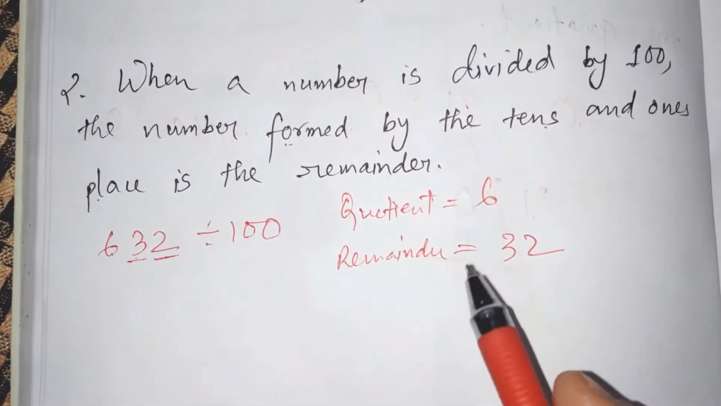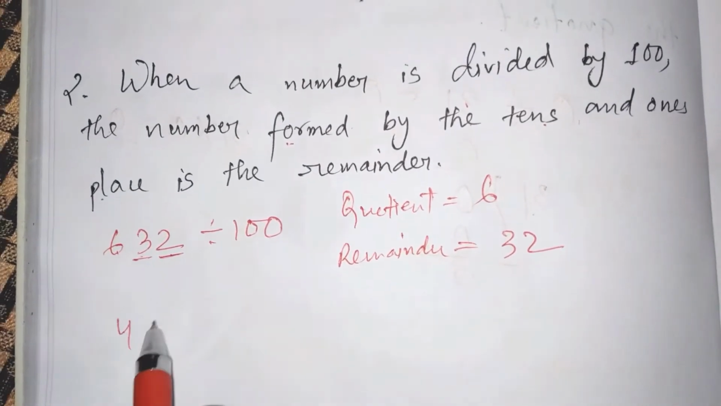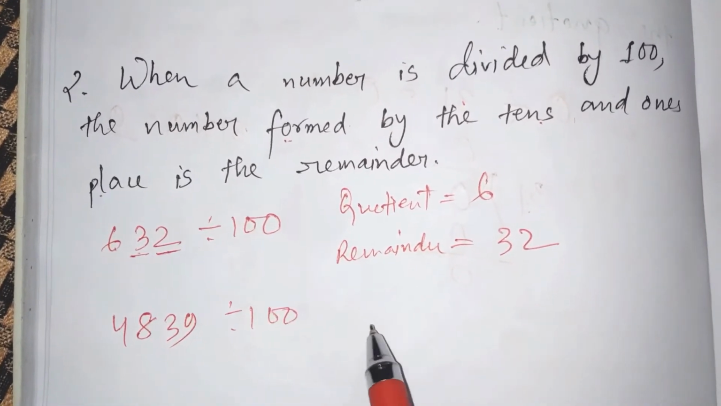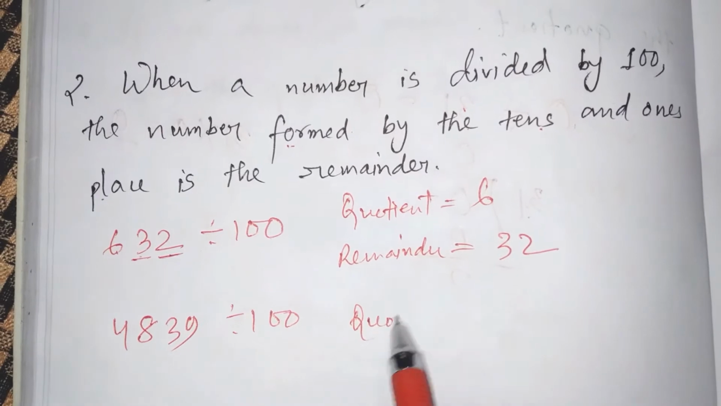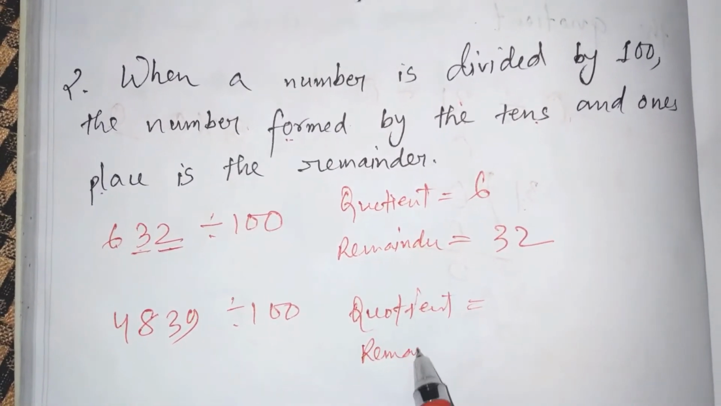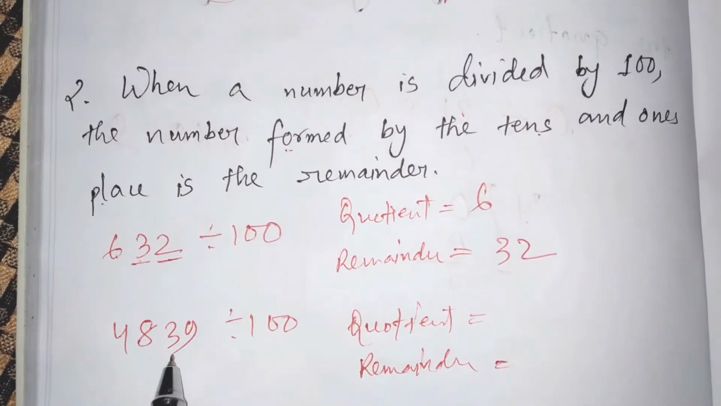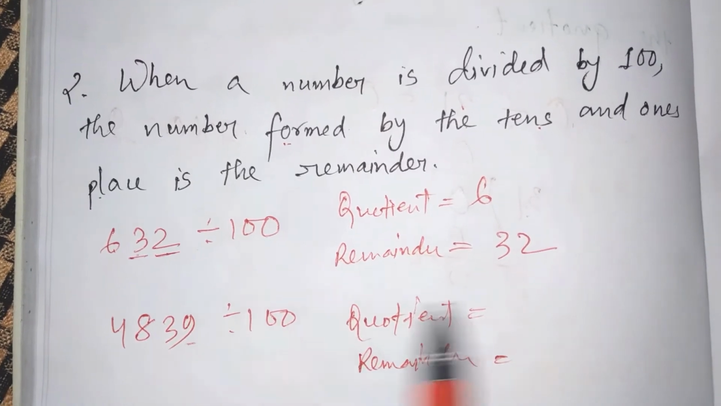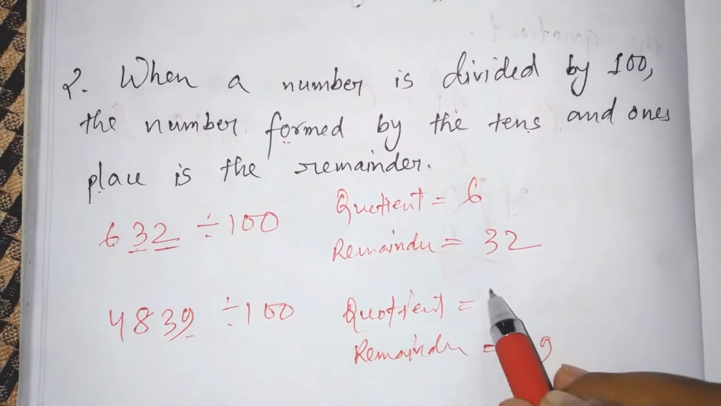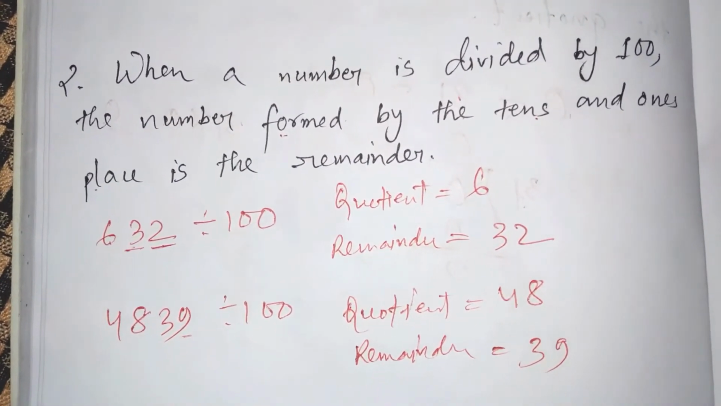This is similar to the previous one. If you take another example like 4839 and divide it by 100, the remainder will be the ones place and the tens place, that means 39 will be the remainder and the quotient will be 48. I hope you have understood this one. Let's see the next one.